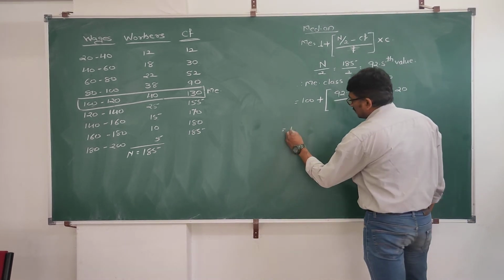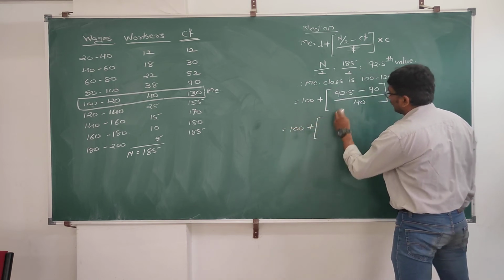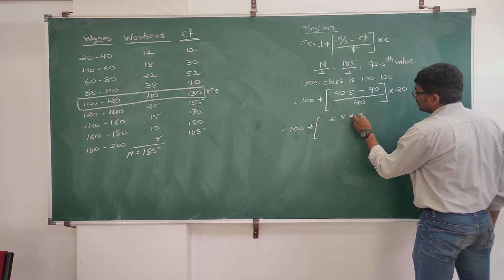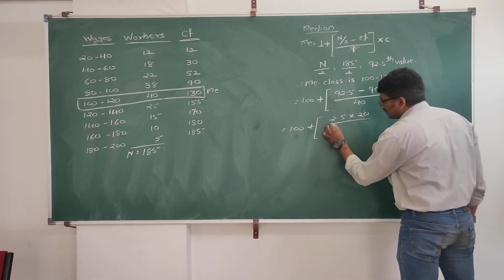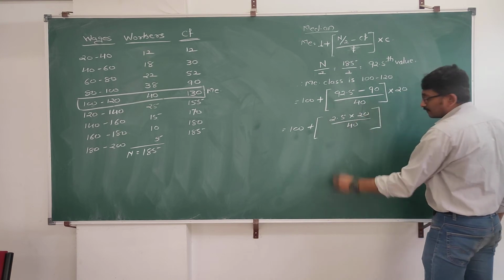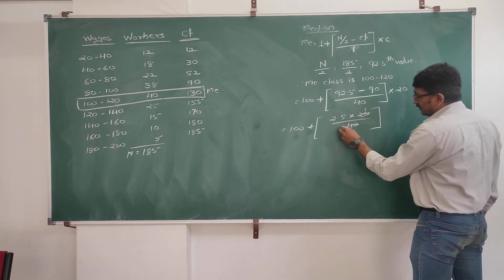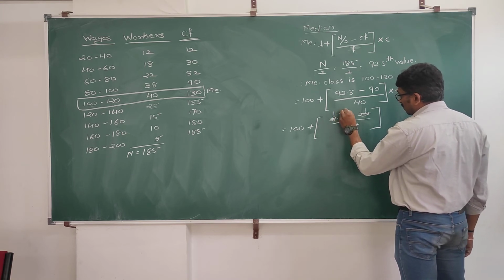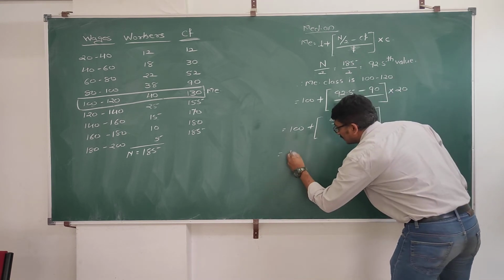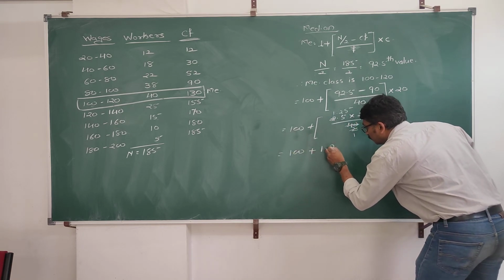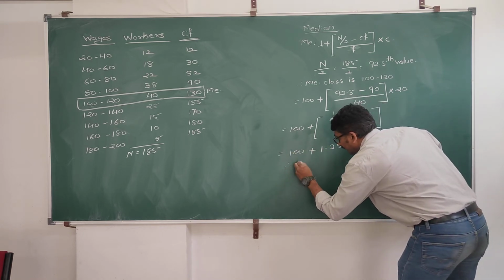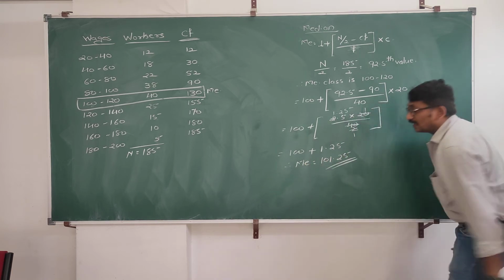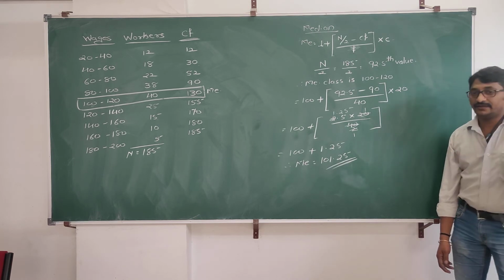Now you can solve this. 100 plus, into bracket, 92.5 minus 90 is 2.5. I'll take this into 20 inside. This is divided by 40. 2 1s are 2, 2 2s are 4, 1.25. So answer is 100 plus 1.25. Therefore, your median value is 101.25.